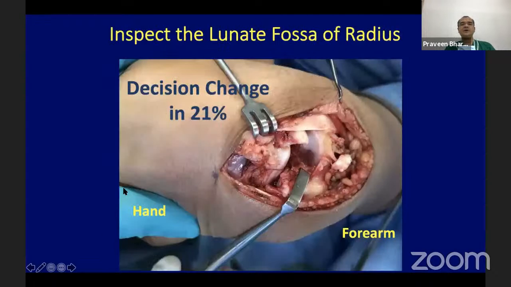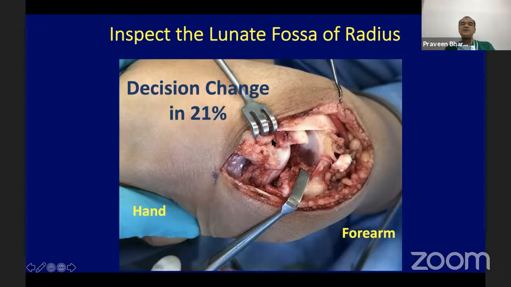One important point is, when you are doing a PRC in a Kienböck's patient, we need to be very careful because the avascular lunate could have damaged the lunate fossa of the radius. Now we know that the lunate fossa of the radius is the one on which the capitate is going to articulate. If the base is not good, then the result may not be nice.